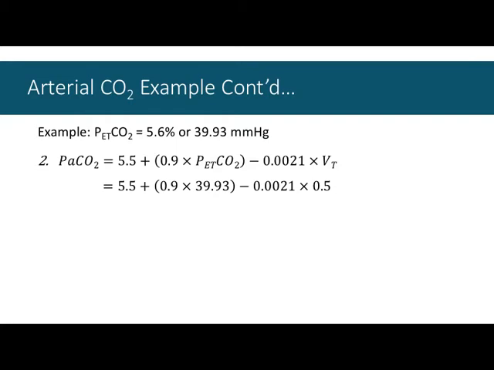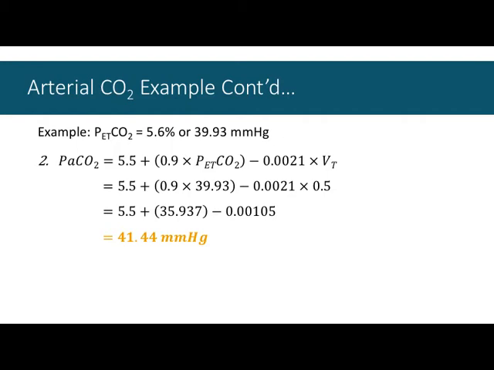Now I'm going to simplify. Let's multiply 39.93 times 0.9, and we'll multiply the tidal volume terms on the right. Punch that into a calculator. Maybe you're setting up an Excel sheet to do all these calculations automatically. Who knows? Now I have three things to add together. Hey, they add together to 41.44 millimeters of mercury.